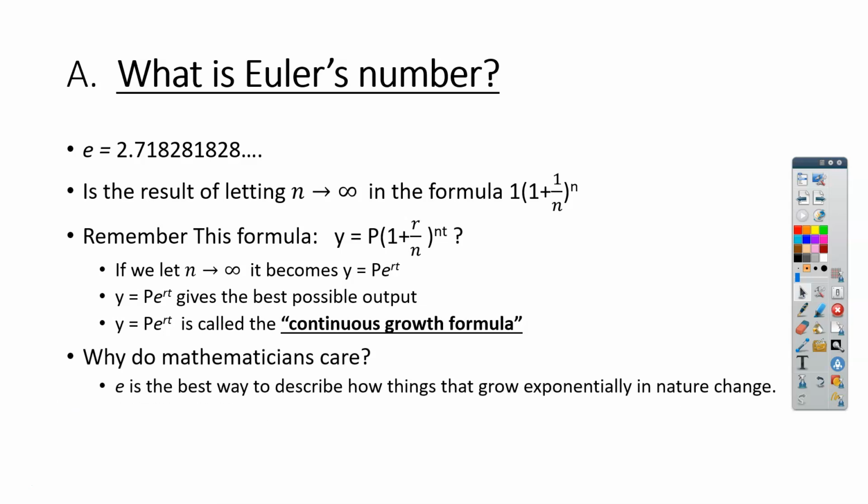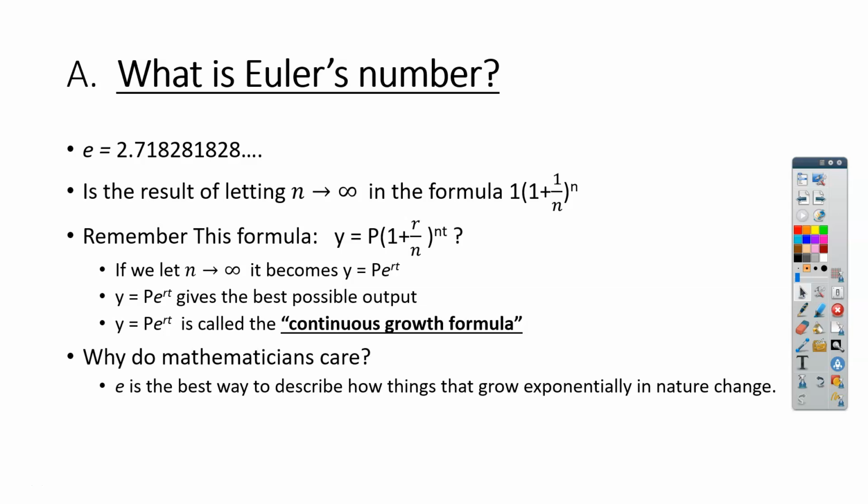Why do mathematicians care about this? E is kind of like pi. It's not a number that you could say people invented. It's more like a number people discovered. Okay? It's just there. Pi is just there. Pi is basically the ratio of a circle's circumference to its diameter. That's where that number comes out.